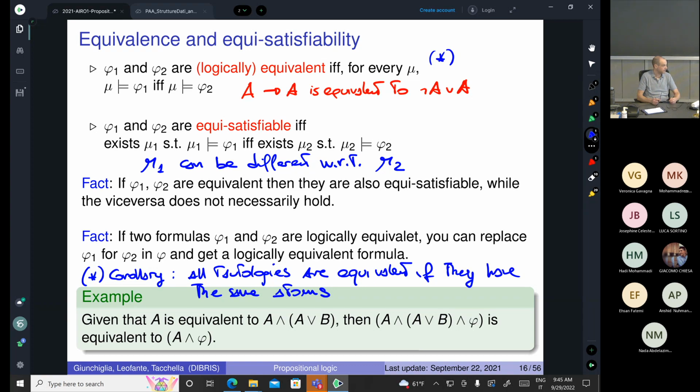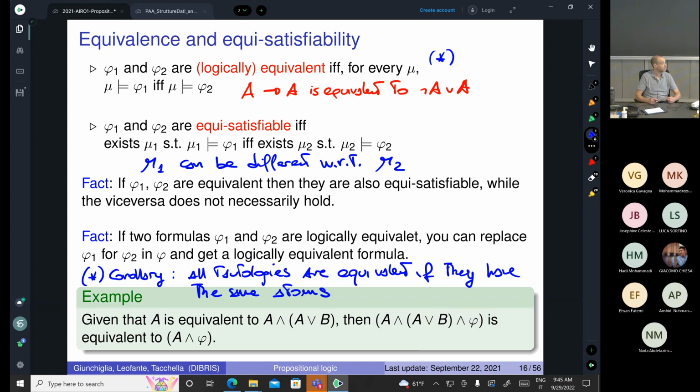And if two formulas are logically equivalent, okay, you can replace them as subformulas in another one and get a logically equivalent formula. We will see some of this in the next few slides.